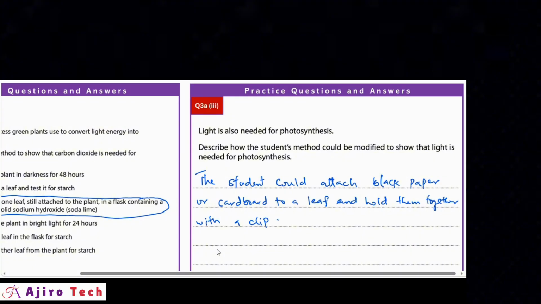Yes, and expose to sunlight for 24 hours. So the student will attach black paper or cardboard to a leaf and hold them together with a clip, exposed to sunlight for 24 hours. Yes, perfect. So this is what the student could do.